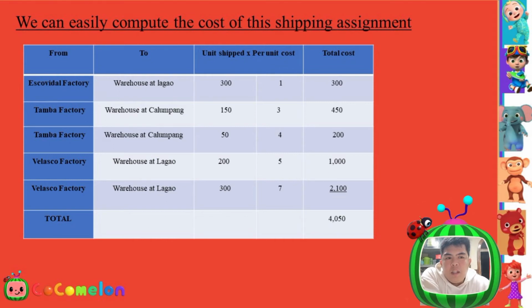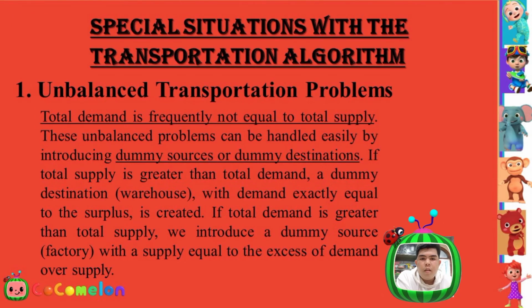Kasi 'di ba, sa less cost solution sinahanap natin yung pinakamababang cost na route, while sa northwest corner is hindi. Kasi doon is simplicity and easy to use lang ang goal. While dito sa less cost solution, ang goal is minimize the cost while maximizing the profit. So now, let's proceed to the special situation with the transportation algorithm.